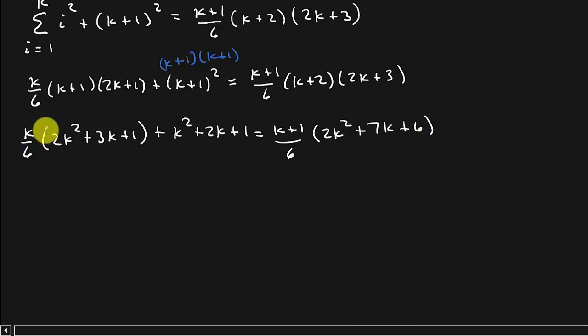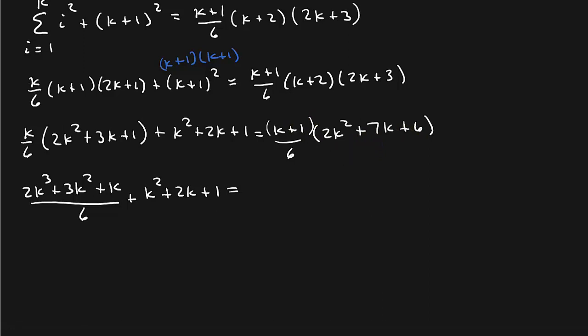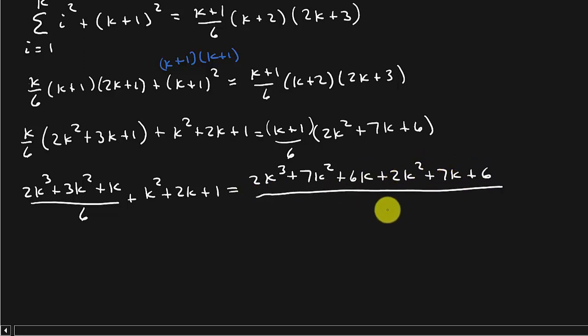And now I'm going to distribute the k. And so that's going to be 2k cubed plus 3k squared plus k, all over 6, plus k squared plus 2k plus 1 equals. Now, what I'm going to do is multiply this k plus 1 times this. And remember, to do that, you multiply the k to each term and then the 1 to each term. And so that is going to give me 2k cubed plus 7k squared plus 6k plus 2k squared plus 7k plus 6, and all that over 6.